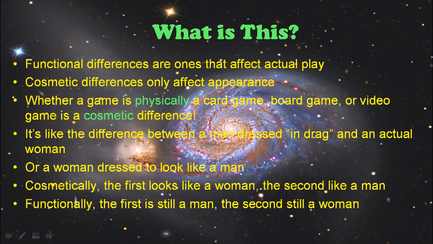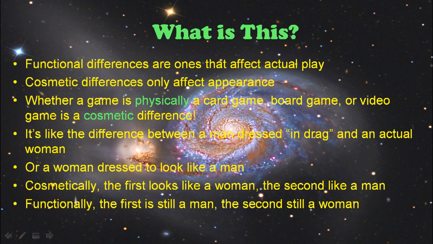Functional differences are ones that affect actual play. Cosmetic differences only affect appearance and perhaps convenience. Whether a game is physically a card game, a board game, or a video game is a cosmetic difference. It's like the difference between a man dressed in drag and an actual woman, or a woman dressed to look like a man. Cosmetically, the man dressed in drag looks like a woman. Cosmetically, the woman dressed to look like a man looks like a man, but functionally, they haven't changed. We've just altered their appearance essentially to fool people.